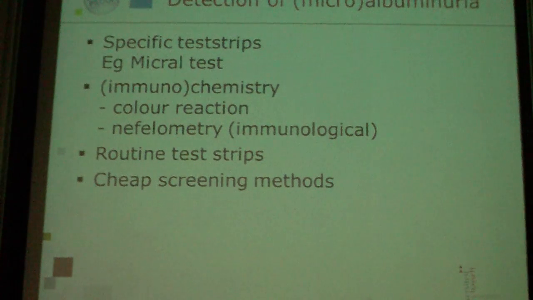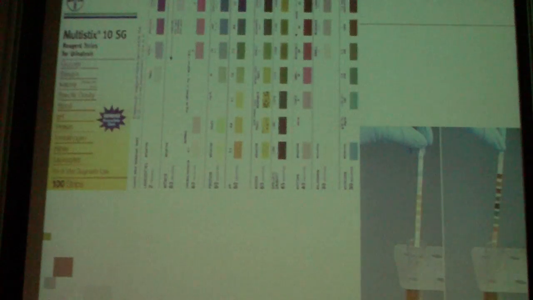Now these are the methods that are available which are very sensitive for the low levels of albuminuria. You have some specific test strips like Micral tests, but these are very expensive because it's a more immunological method. It's not as cheap as the routinely available test strips. You've got the classic chemistry and the volumetric methods. What I would like to point out is that with certain machines, we are able to use routine test strips in this area of 20 milligrams per liter. And for those interested in third world countries, I also have some examples of very cheap screening methods which you would use in this kind of settings.